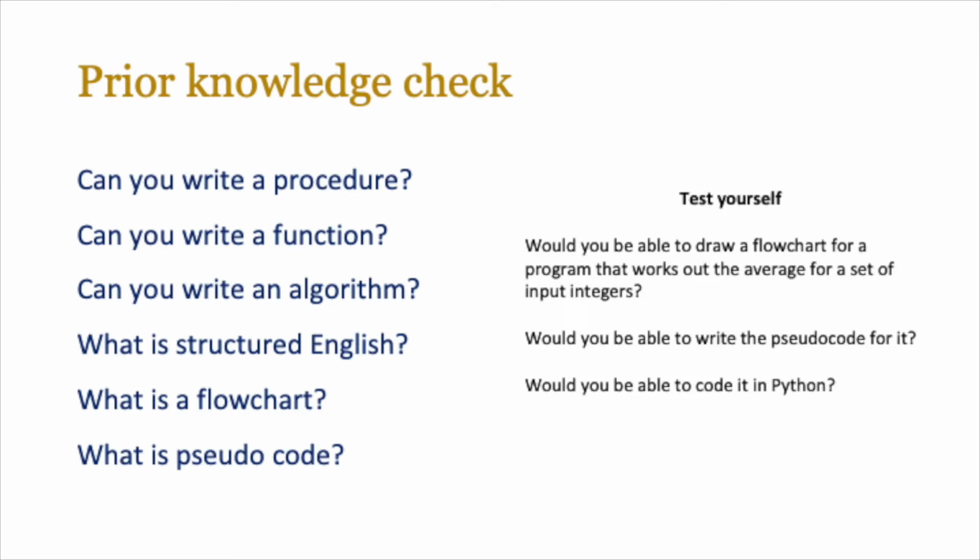There's a short little test there on screen. Would you be able to draw a flowchart for a program that works out the average for a set of input integers? Would you be able to write the pseudocode for it? Would you then be able to code it in Python? Now, if you can't do that, you're absolutely at the right stage to continue on with this particular section.